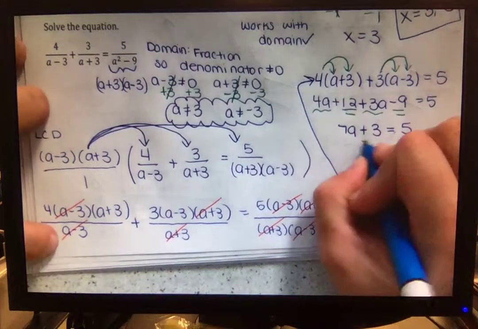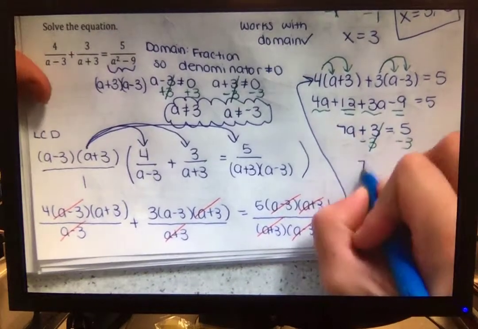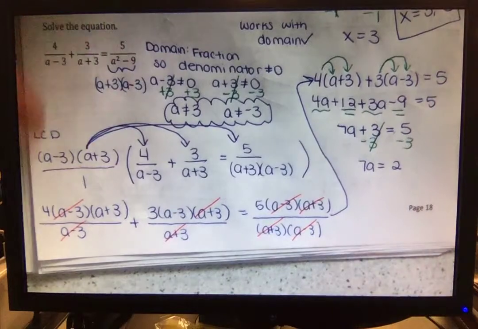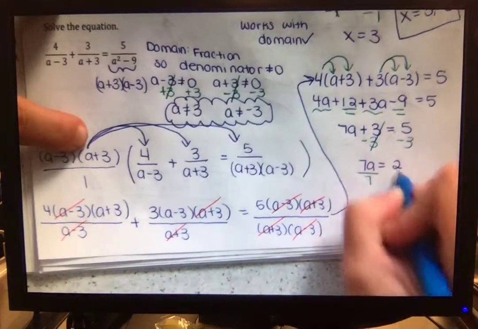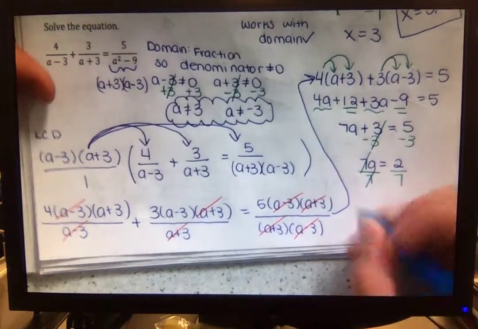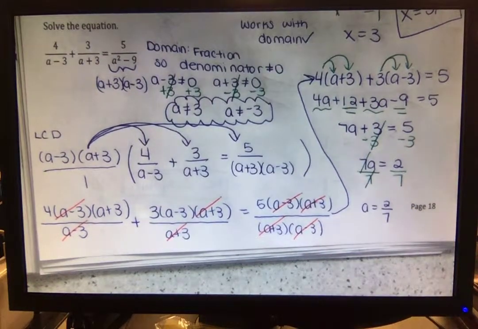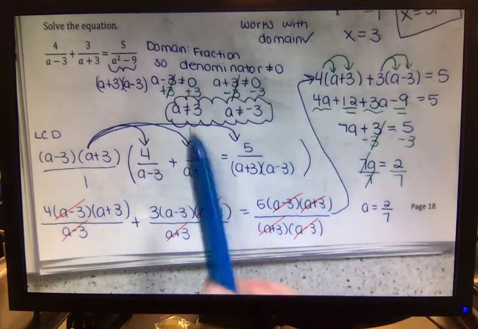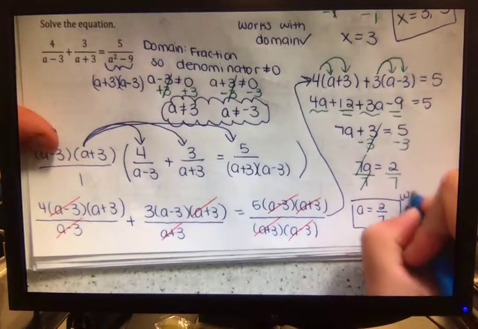Subtract 3 from both sides. So we're left with 7a equals 2. Divide both sides by 7. Whew! Now that we're worn out, a equals 2 over 7. Can 2 over 7 be simplified? No. Is it okay that a equals 2 over 7? Yes, as long as a is not positive or negative 3. This works with the domain. We're done.